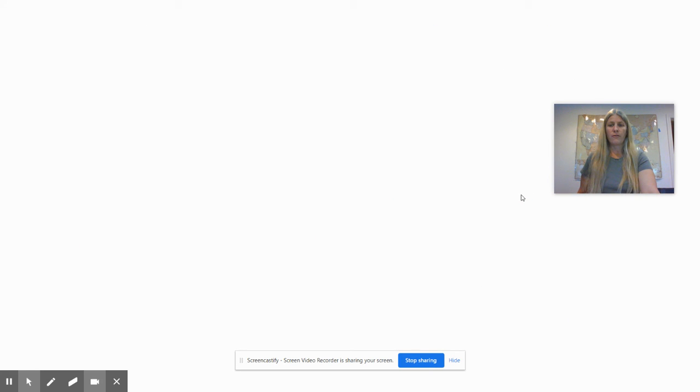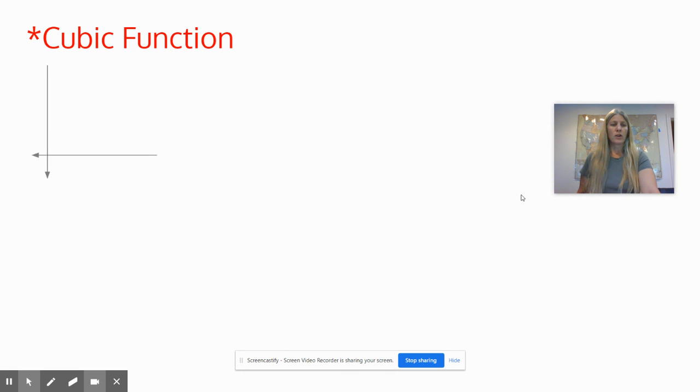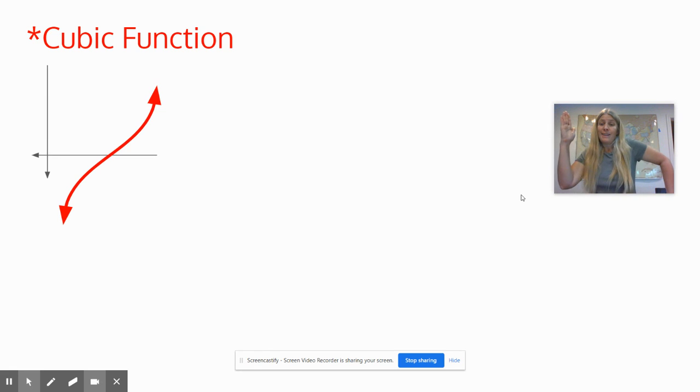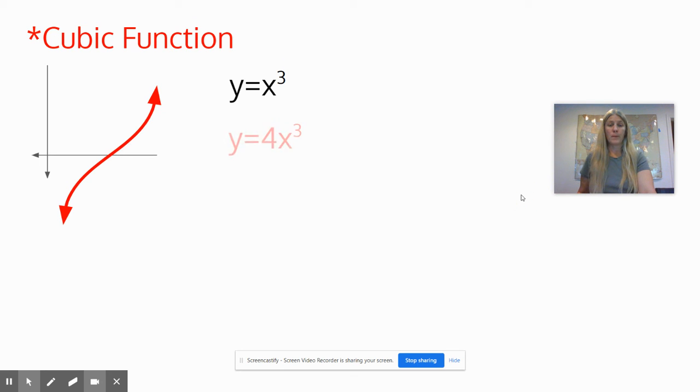Our last type of function that we're going to be looking at today is a cubic function. And our cubic function kind of goes like this, right? So it's like half of a parabola turning into half of a parabola going the other direction. And our cubic function, of course, has a cube as the highest power. So our equation is y equals x to the third power. An example of this might be y equals 4x to the third power. So our cubic function kind of switches directions. It changes its mind halfway through that parabola.